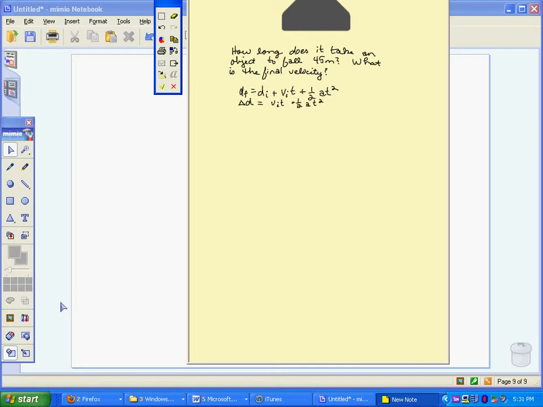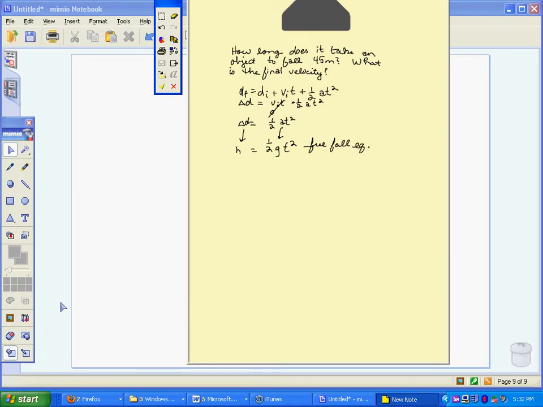Now, if you drop something, it did not have an initial velocity. So if initial velocity is 0, that means this whole term will fall out. We're left with our change in distance equals 1/2 a t squared. When we're dealing with height or free fall problems, we call the change in distance height. And we call acceleration here on Earth gravity, or g. So h equals 1/2 g t squared. This is our free fall equation.